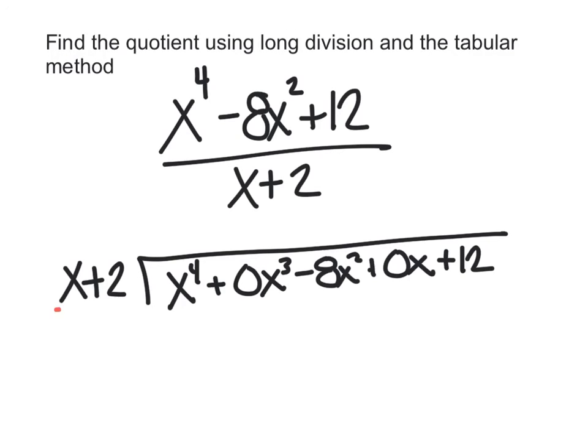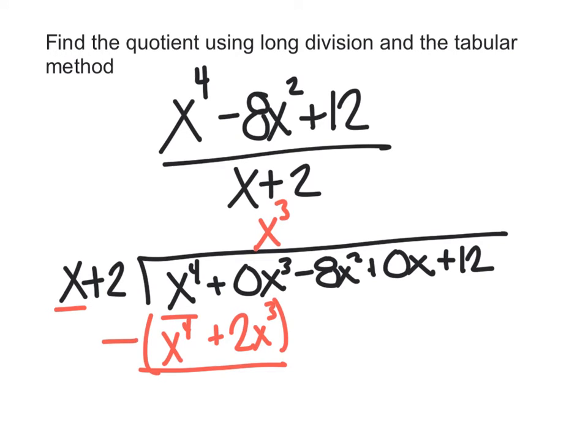All right, so we'll compare those leading coefficients. So it looks like I'm going to need an x cubed. So when I multiply, I get x to the 4th plus 2x cubed. Wrap it up, put the minus sign in front. Now we'll go and change the signs, plus, minus, minus. Those cancel. So I get a negative 2x cubed. And I'm going to bring down the minus 8x squared.